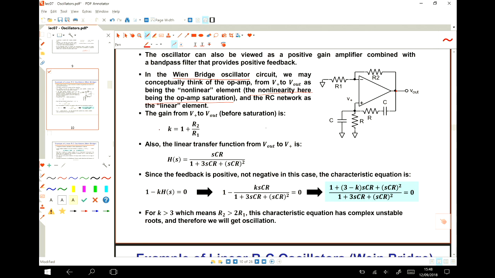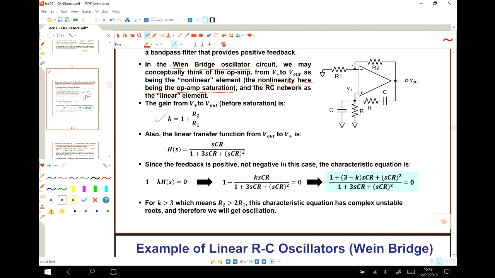So if we write down the gain of this system, I mean the gain of our linear system, the gain of our linear system is coming from this formula. I mean the voltage at this point, which is always equal to the voltage of this point. So it is coming from this formula.